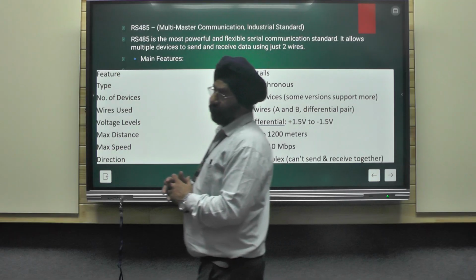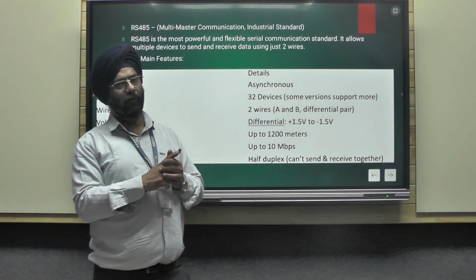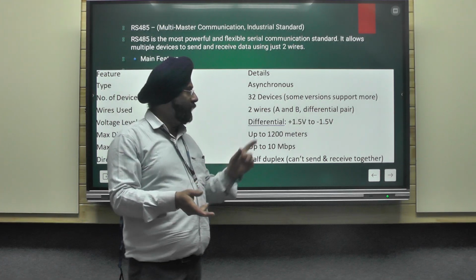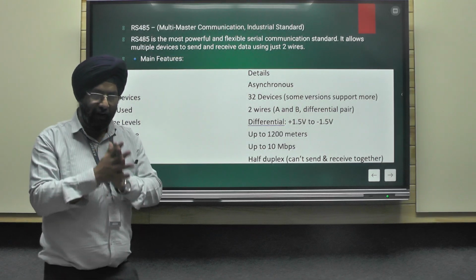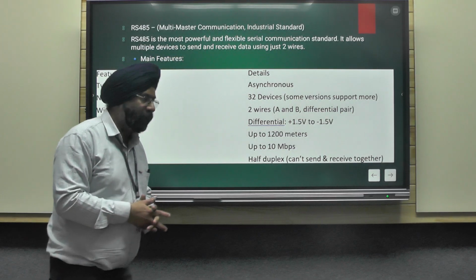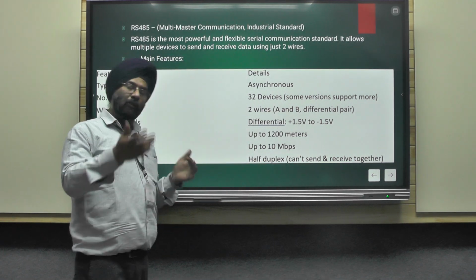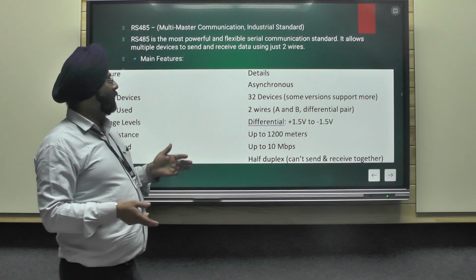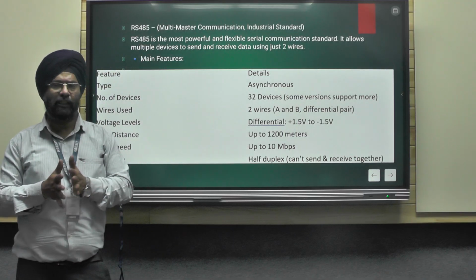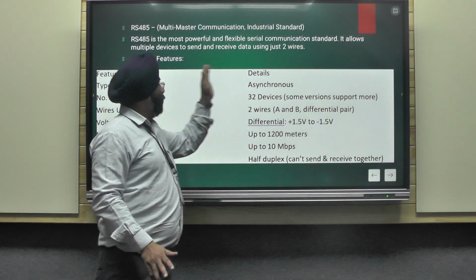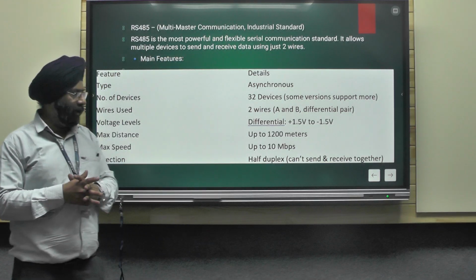The 485. Again we are comparing. The first one we have seen is 1 to 1. Second one 1 to 10. In the third one, it can connect up to 32 devices. At one time, we can connect with 32 devices. It can support a greater number of devices. So RS485 is the most powerful and flexible serial communication standard. It allows multiple devices to send and receive data using 2 wires.